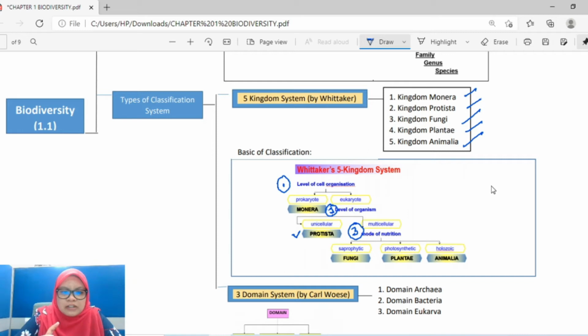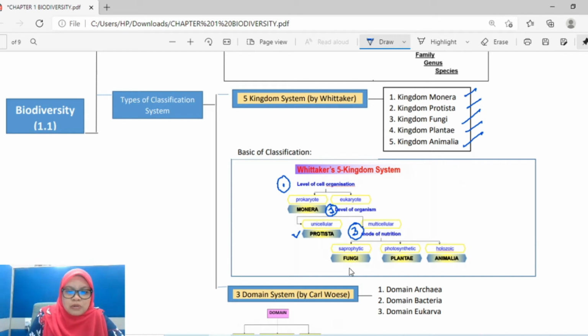Either the organism is saprophytic, photosynthetic, or holozoic. Saprophytic organisms absorb nutrients from organic matter, and then photosynthetic organisms produce their own food. And then holozoic organisms digest and absorb nutrients. Okay, so for saprophytic organisms, they will be grouped under kingdom Fungi.